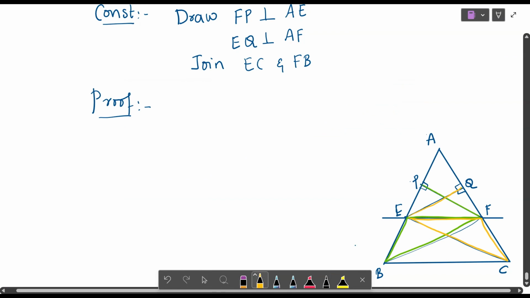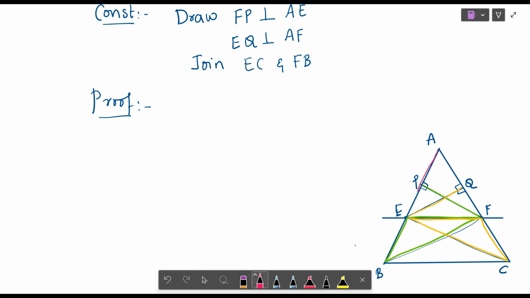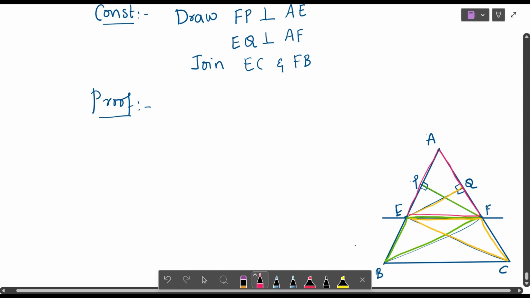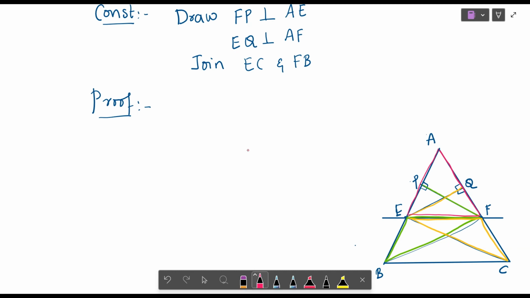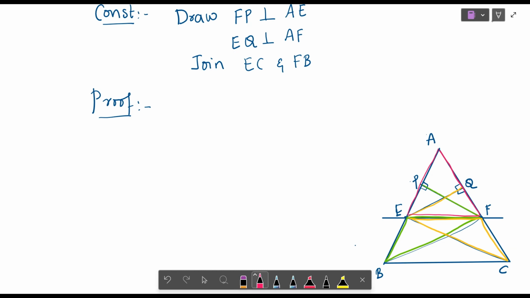And the third triangle is AEF. If you observe carefully, AEF has two altitudes, so we can take both according to the base. If base is AF, EQ is the altitude, and if base is AE, FP is the altitude. Understood, students? Now let us solve this.